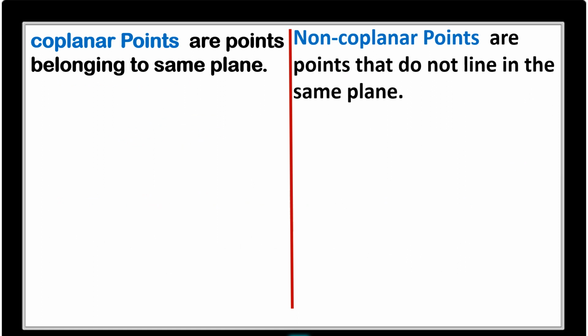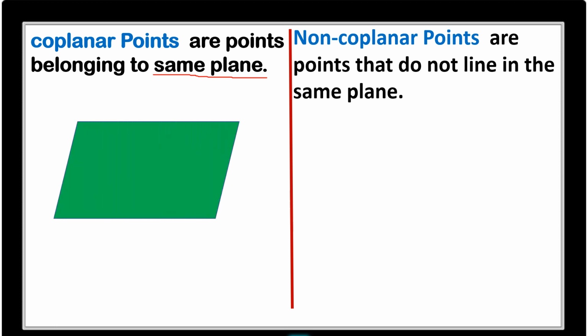Okay. Kung meron tayong tinatawag na collinear and non-collinear points, meron din po tayong tinatawag as our defined terms in geometry, which are the coplanar points and non-coplanar points. Ano nga ba ang coplanar points? When we see coplanar points, those are the points belonging to the same plane. Ibig sabihin nun, ito yung mga points na nasa loob mismo ng kanyang plane.